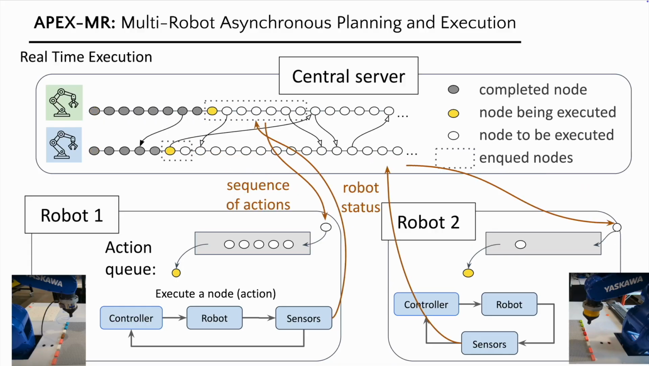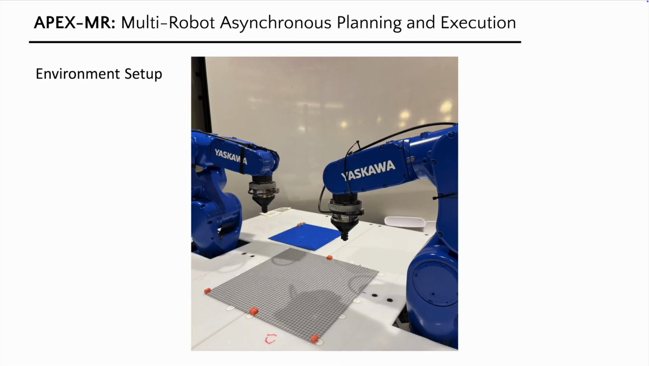As the robot completes actions, it updates its status back to the central server, and the new actions that are safe can be added to the action queue. As mentioned earlier, our proposed Apex MR assumes the environment configuration is provided. We apply our method to a bimanual LEGO assembly scenario, where the environment includes two robot arms and a LEGO base plate that is placed between them.